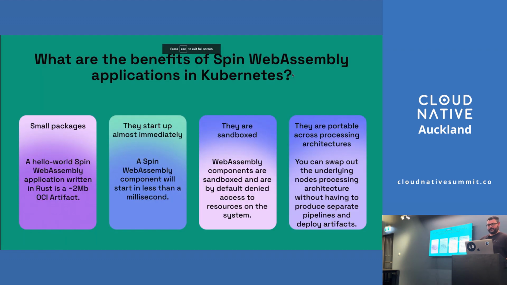So to finish it off, what are the major benefits of Spin WebAssembly applications in Kubernetes? I think we talked about super small packages, like you're only building what you've got. You don't have to manage all your container dependencies or OS dependencies like you do with Docker. So it really means that it's a lot smaller. Like I said before, they start up almost immediately because there's not a container. It's running at near-native speeds on the actual underlying node, so super fast.